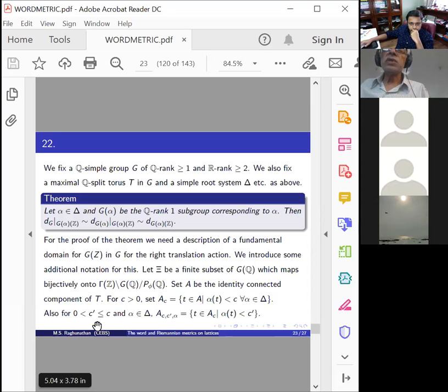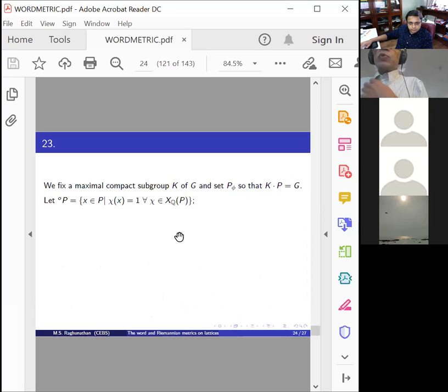And for 0 less than C prime less than C, A_{C,C prime,alpha}, for a root alpha in delta, consists of all those T in A_C, which means alpha(T) is less than C, but every beta(T) is less than C for every beta in delta, while for this particular alpha you want alpha(T) to be even lower, less than C prime. So in the case of rank 1, it's everything between 0 and C prime, where C prime is less than C.